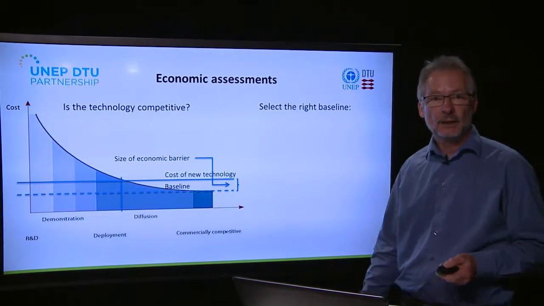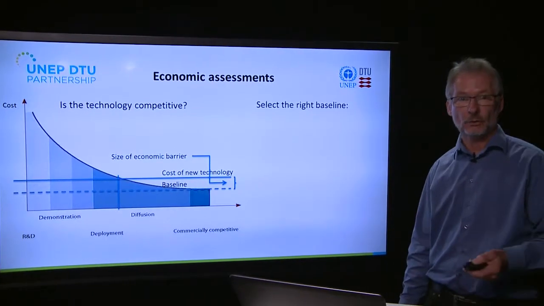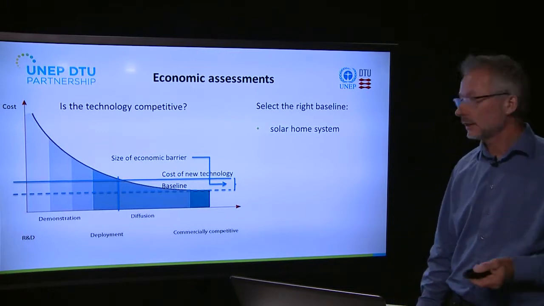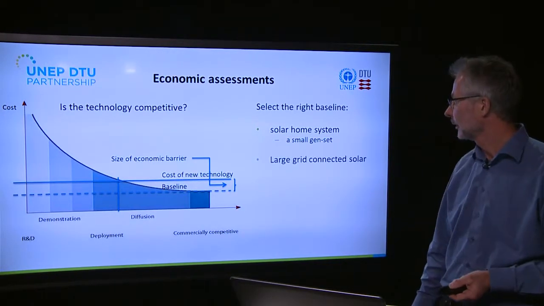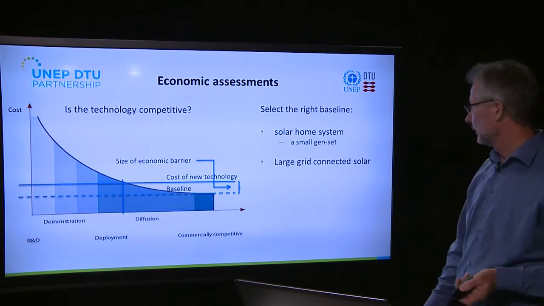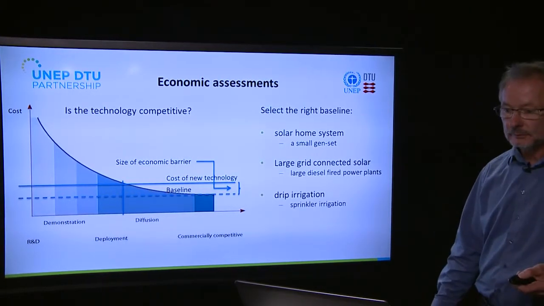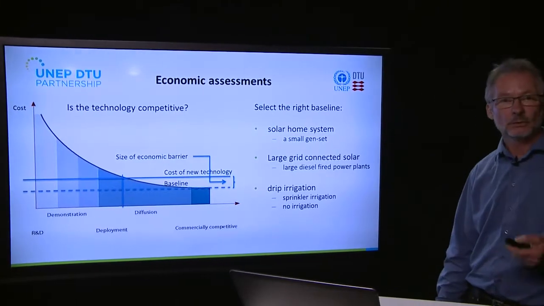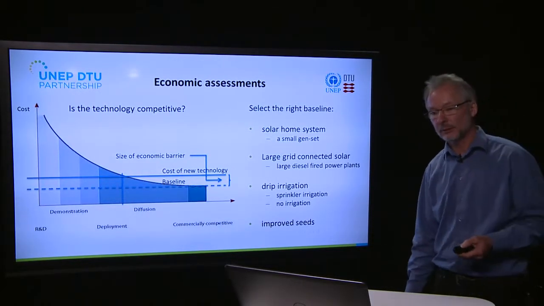It is therefore also evident that it's most important to select the right baseline. The baseline is technologies which are already in use in the given context. So for solar home systems for individual consumers in a rural setting, it would be a small generator set, which would be the most likely alternative to provide the same type of service. For large-scale grid-connected solar power, it would be a diesel generator also connected to the net, which would be the most reasonable comparison. If we look at drip irrigation, sprinkler irrigation is what exists in some cases, and in other cases, no irrigation would be the most reasonable baseline. And for improved seeds, the baseline is naturally traditional seeds.